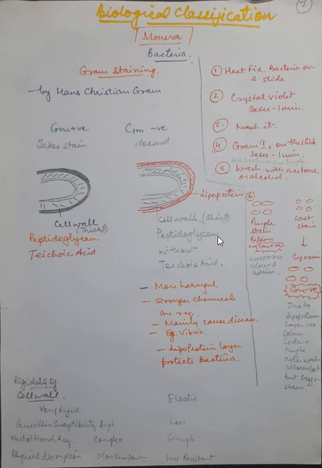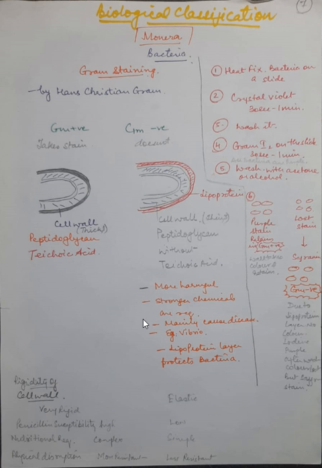And when this peptidoglycan has one more layer over it, that means a lipoprotein layer covering it, what will happen is that it will not take up that stain. In place of that, it will take some other stain, that is safranin. Also, the important thing is that gram positive has teichoic acid, and gram negative does not have teichoic acid.